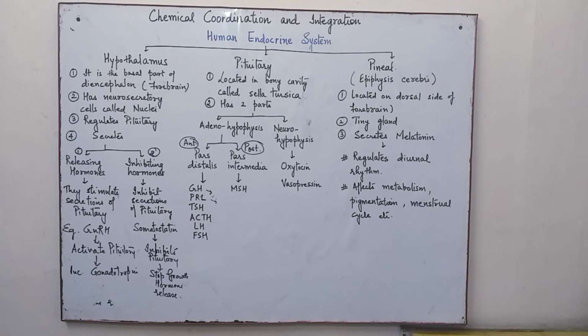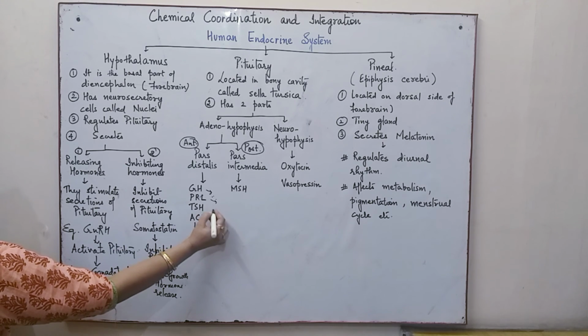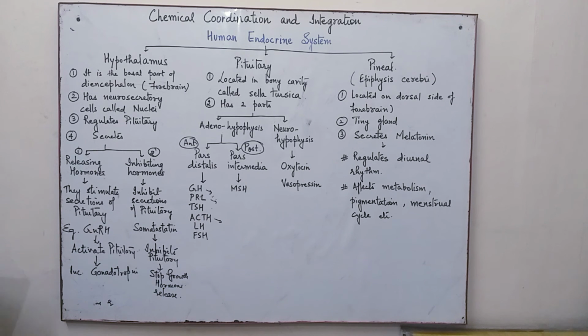Then adrenocorticotropic hormone, ACTH, is also known as corticotropin. This hormone regulates the synthesis and secretion of glucocorticoids, affecting the adrenal cortex, that is, the adrenal gland. So over here, ACTH is also important in the secretion of steroidal hormones.